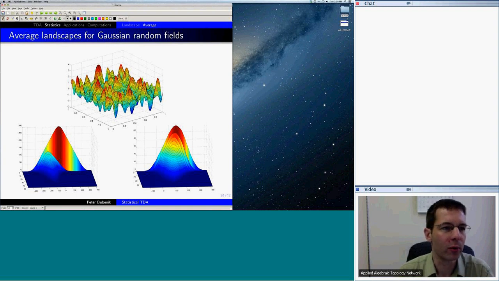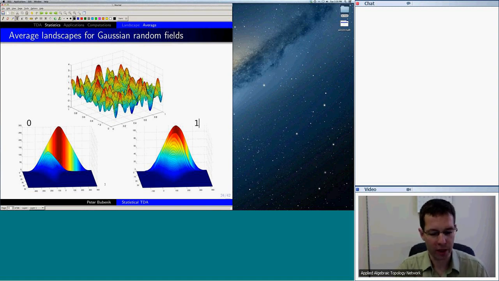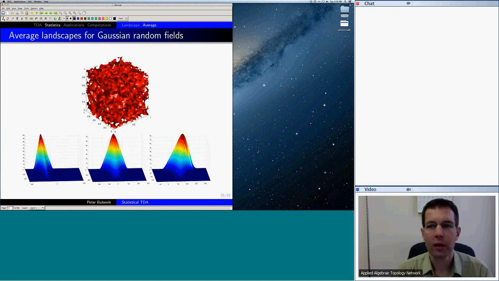So let me explain a little bit more what I have here. So this is homology in degree 0, and on the right we have homology in degree 1. So we can go into higher dimensions and redo this calculation. Here we have another additional Gaussian random field. If we look at homology in degrees 0, 1, and 2, this is what the average persistence landscapes look like.